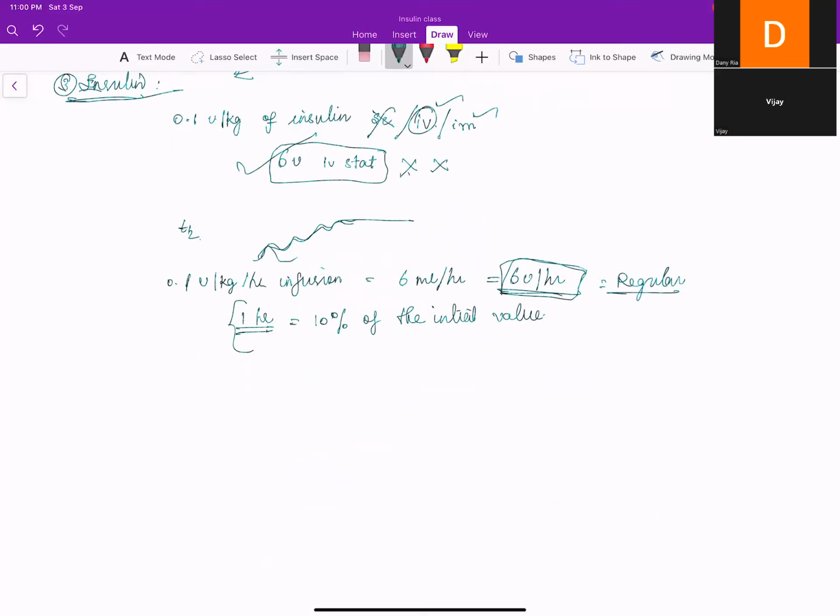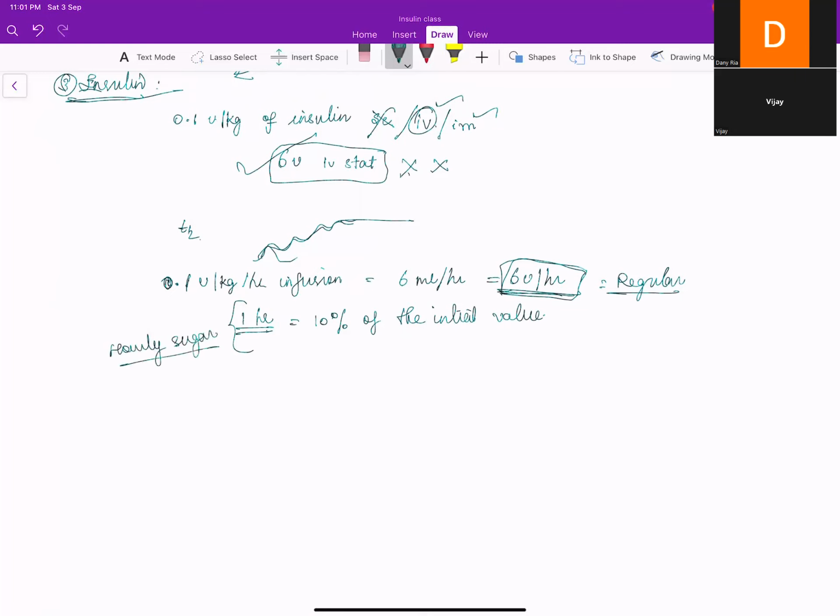Oh, it's 0.1, right? For a 60 kg person, 0.1 units per kg per hour will be 6 units. I think I made a mistake. So 0.1 units per kg per hour means it is 6 units per hour of infusion. Okay, so you have started the infusion. After starting, you have to do hourly sugar monitoring.